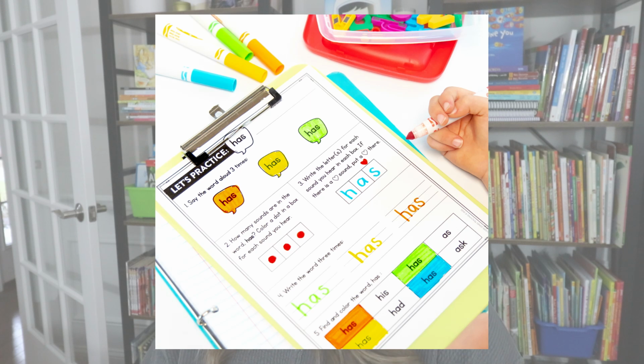Now to show you what I mean when we're talking about the heart word part, here is the word has. So students will have learned this word already. They will go ahead, say it aloud 3 times, tap the 3 sounds, and here in step 3, they will still write the letters that represent each sound in the boxes, but they will put a heart over the S here because for them this would be a heart word. Then steps 4 and 5 continue along.